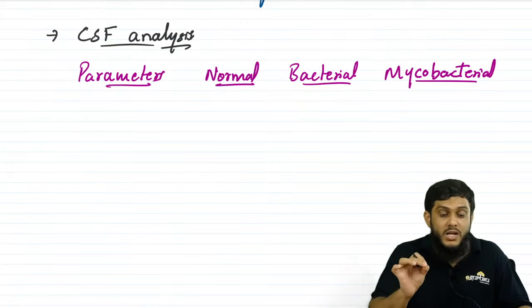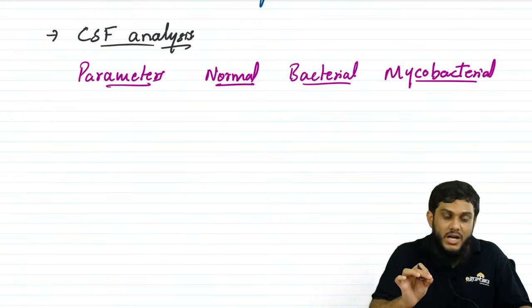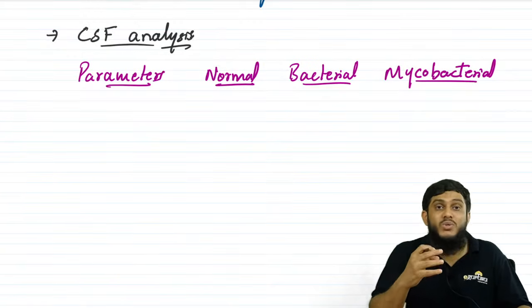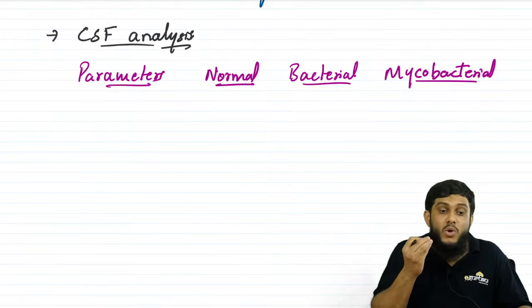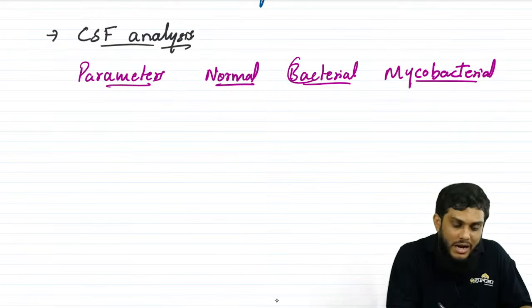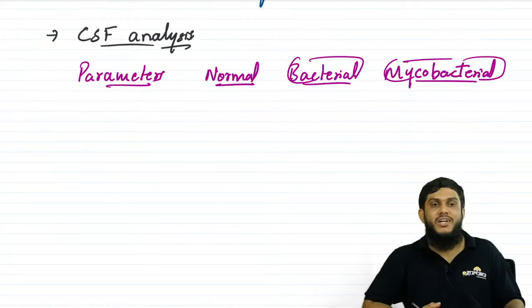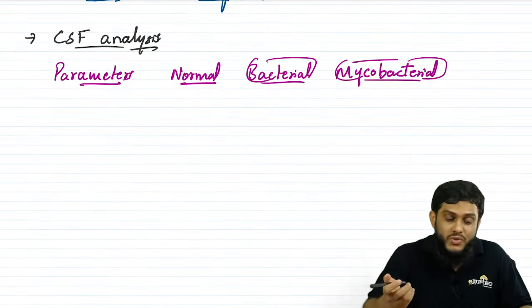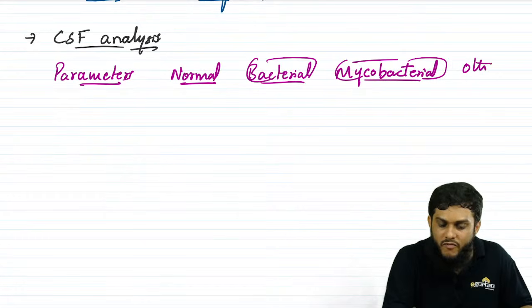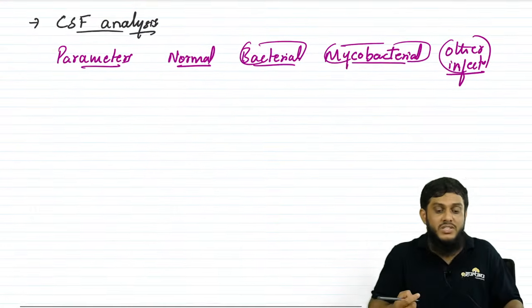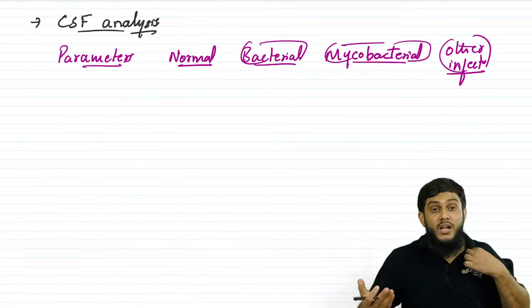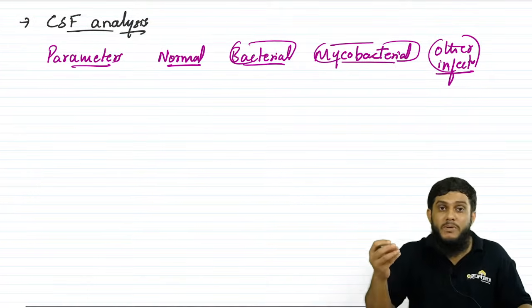One thing I forgot to tell, acute meningitis is also known as pyogenic meningitis. Very important point. Usually we call acute meningitis bacterial meningitis and chronic meningitis mycobacterial meningitis. And what happens to these parameters in other infections, like viral meningitis, fungal meningitis, or parasitic meningitis?